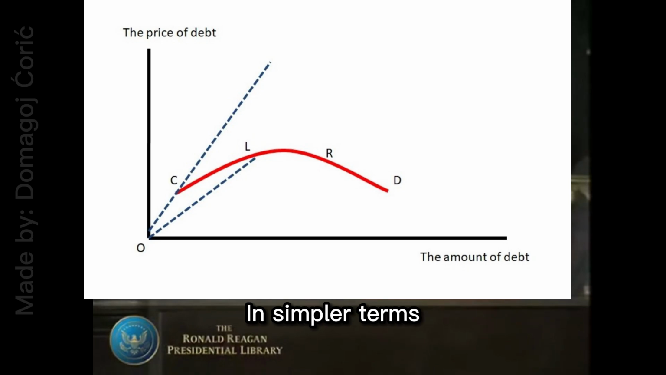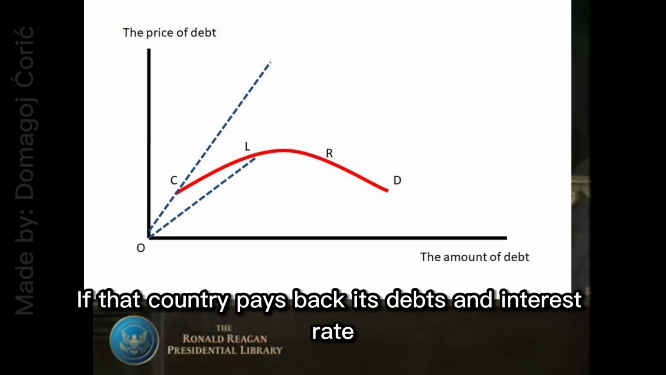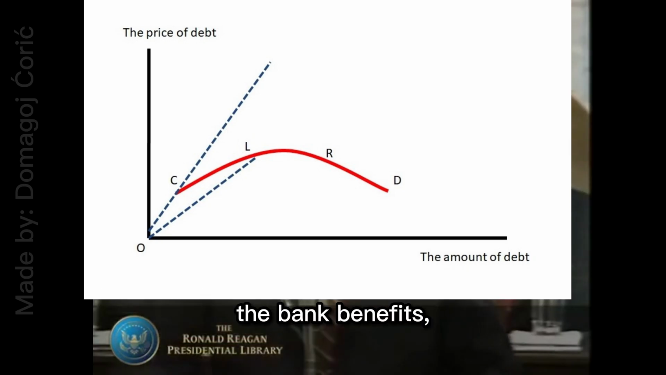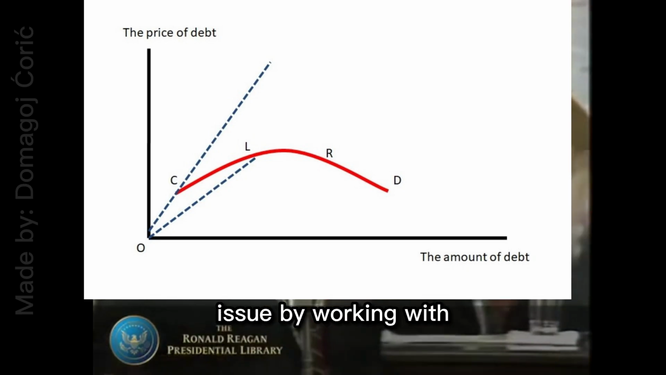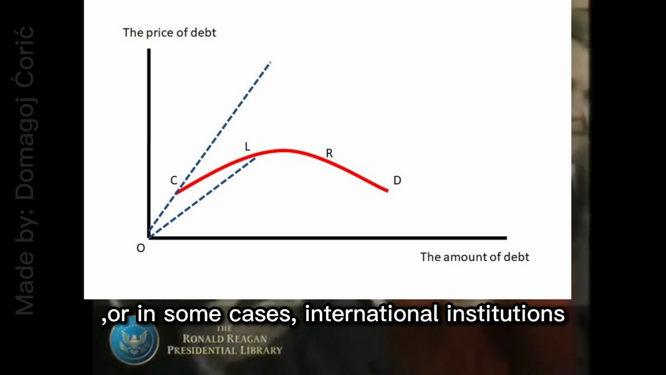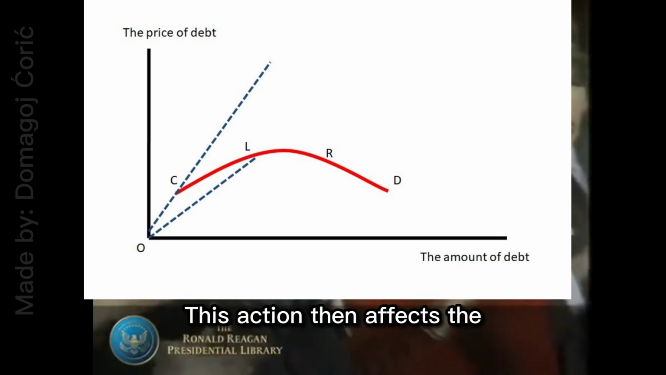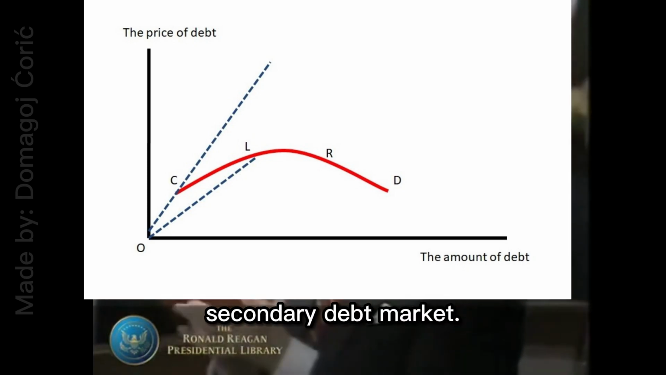In simpler terms, banks take a risk by giving out loans to poorer countries. If that country pays back its debts and interest rate, the bank benefits. If they don't, the banks will try to solve the issue by working with their own government or international institutions like the International Monetary Fund or World Bank. This action then affects the secondary debt market.